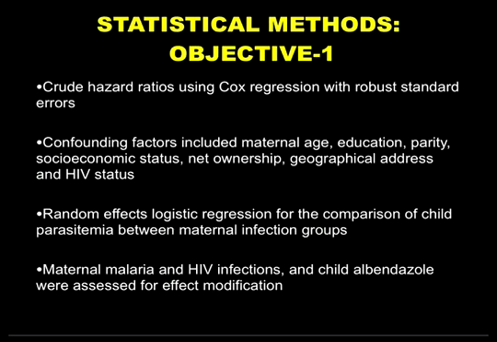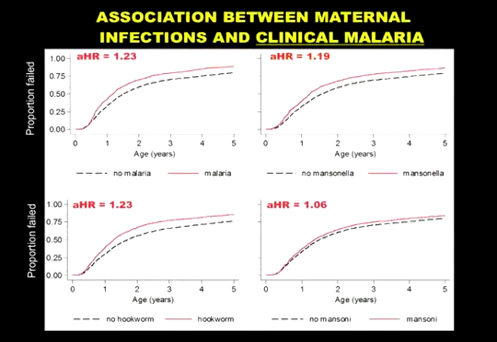To compare childhood parasitemia by the maternal infection groups, I used random effects logistic regression. And then again, maternal malaria and HIV infections, plus child albendazole, were assessed as possible effect modifiers for this analysis. So this is the first set of results for the observation analysis between maternal infections and child malaria.